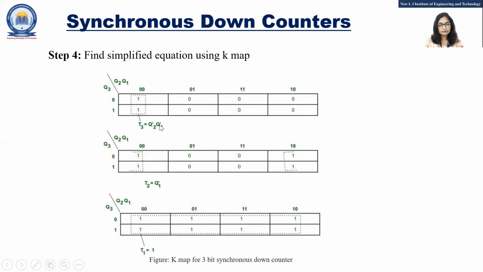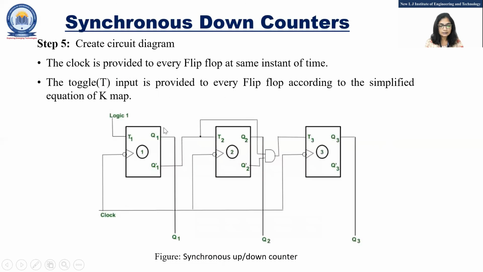Then what about T3? T3 is equal to Q2 dash and Q1 dash, which means we will use AND logic here. In the AND gate we will give Q2 dash and Q1 dash, and this output will be given to T3, and we'll collect output from Q1, Q2 and Q3. So like this way, we can design synchronous down counters. It will count simply in the reverse direction.